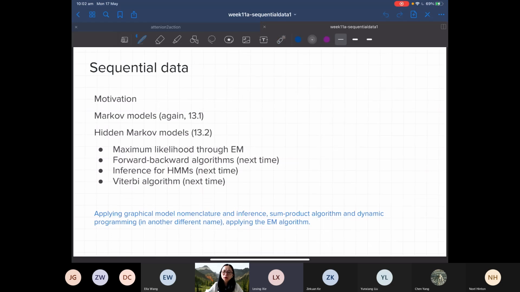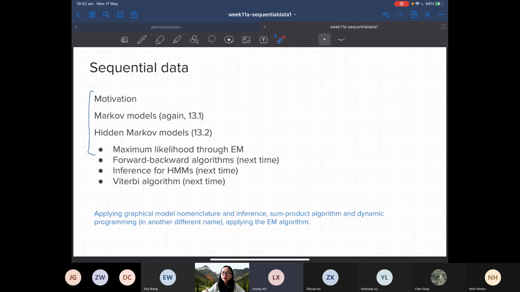So today we're going to cover basically the front part of hidden Markov models. And next time we're going to look at inference of hidden Markov models.